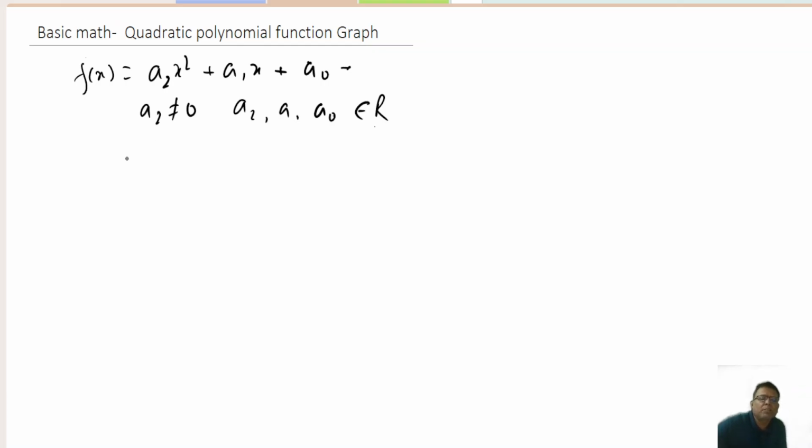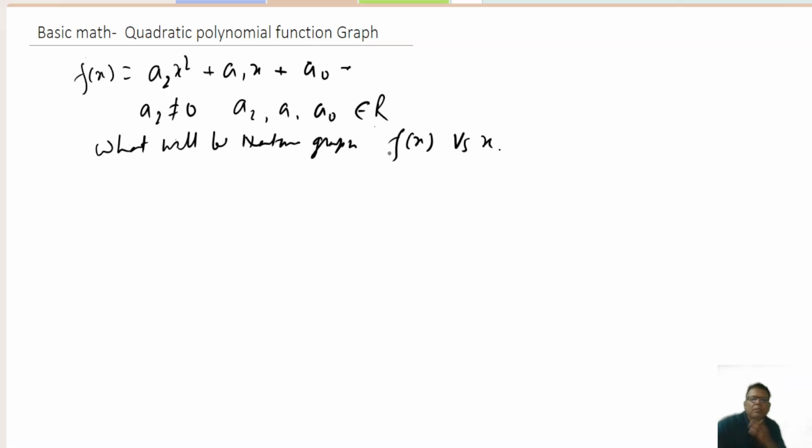then this is called a polynomial function. So we want to know what will be the nature of the graph. Graph means the graph of f(x) versus x. So this is the x, this is the y, f(x), right? And this is the x line.